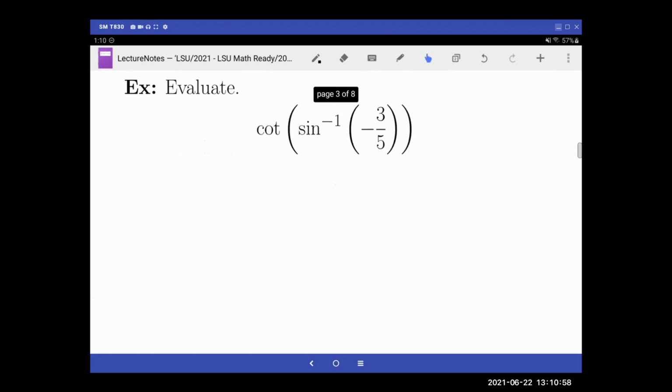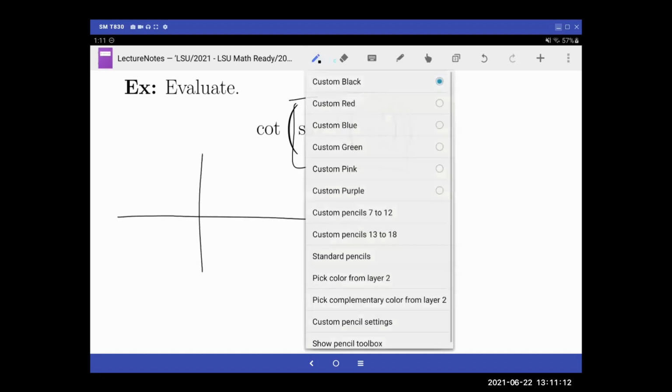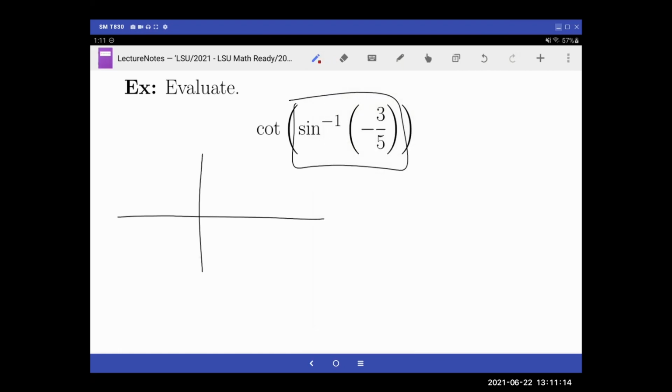Okay, here's another type of question altogether, okay? Cotangent of the inverse sine of -3/5. Okay, so let's consider what this information is giving me. First of all, we know we're dealing with inverse sine, so we're going to restrict ourselves to this region right here, this part of the unit circle. And we also know that it's a negative value. So really, I'm going to restrict myself to the fourth quadrant altogether.